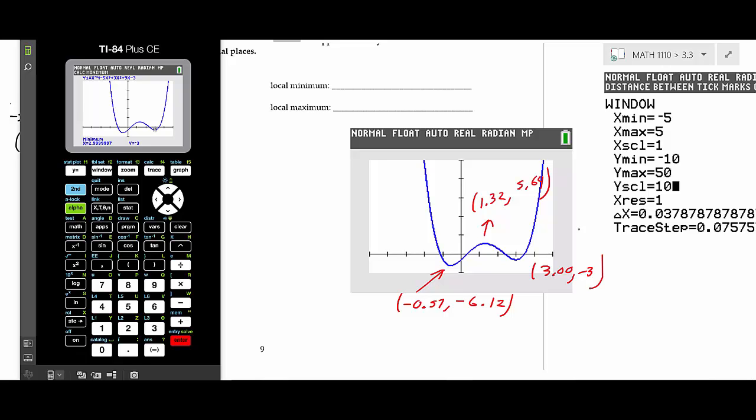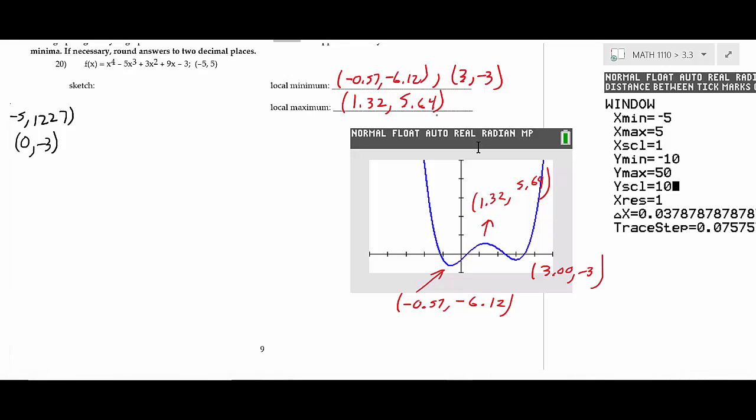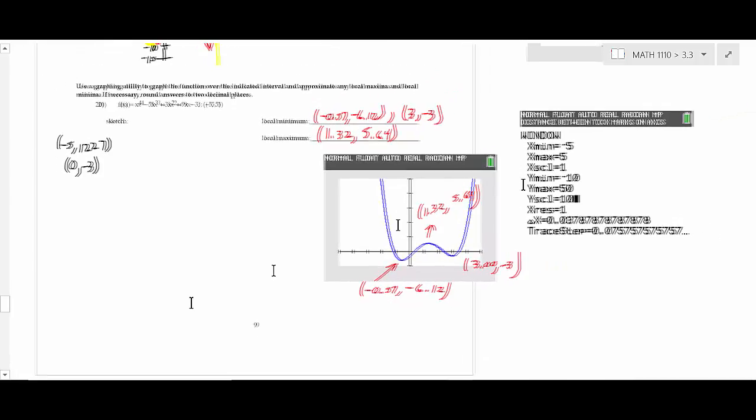Okay, so we got a little bit more that we need to finish up on this, and you can just write those on the answer blank if you want to. So the min is -0.57, -6.12. The other one I just rounded to like 3 and -3 because I think it had 2.99 in it. And then the local max would be 1.32, 5.64 like that. Any questions? Very good. Because you're going to do that quite a bit here and there throughout the semester.